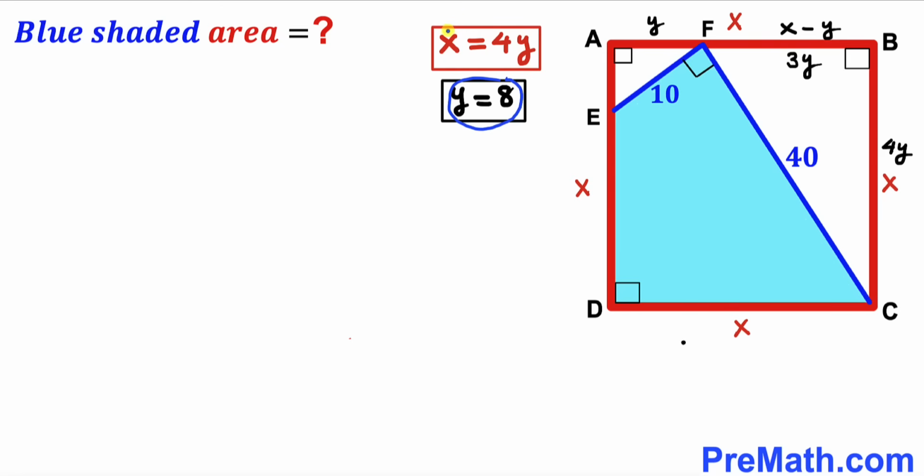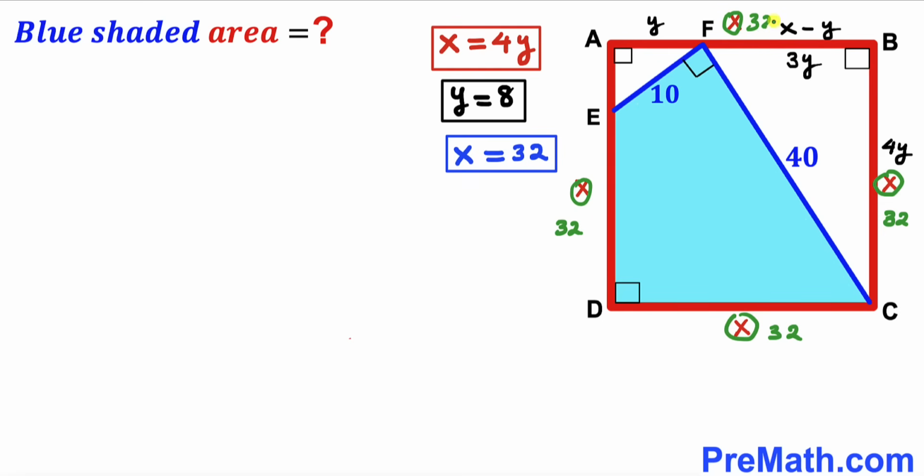And now we know x equals 4 times y. So x is going to be 4 times 8, which gives us 32. So thus this x value is going to be 32. Likewise 32 over here and 32 over here. And moreover this segment AF, which is y, is going to be equal to 8 since our y value is 8.